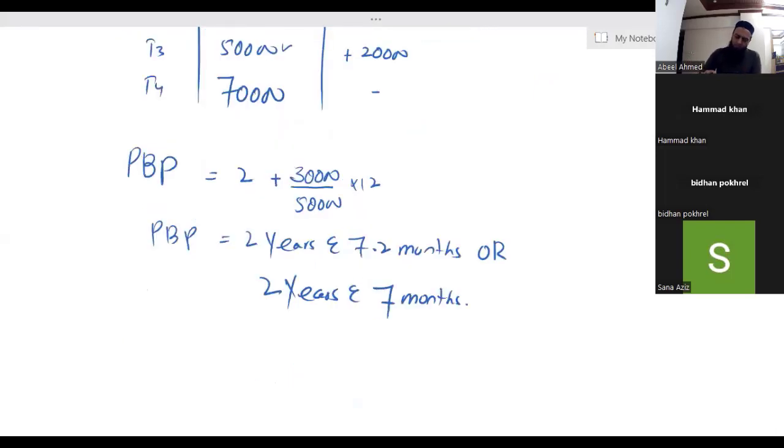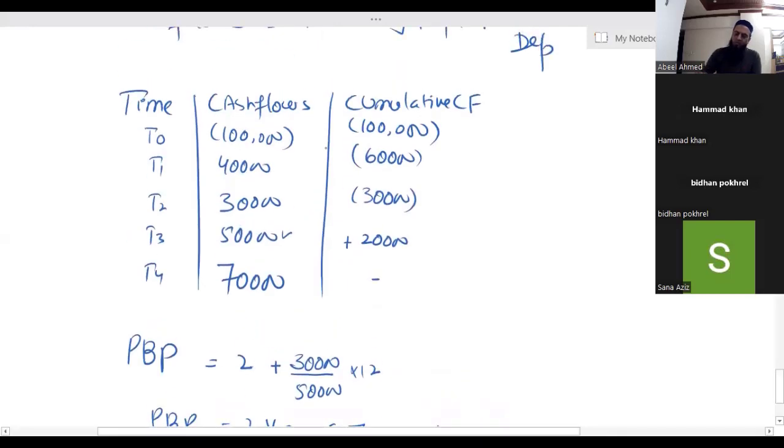Payback working. At T0 you've invested 1 lakh. And in T1 you have recovered 40. So 40,000 is my inflow and 1 lakh is my outflow. If I do the netting off, I'll get 60 negative. Yes or no? Then in T2 we recovered 30. So this 30 against negative 60 leaves 30. We are left to recover 30,000.